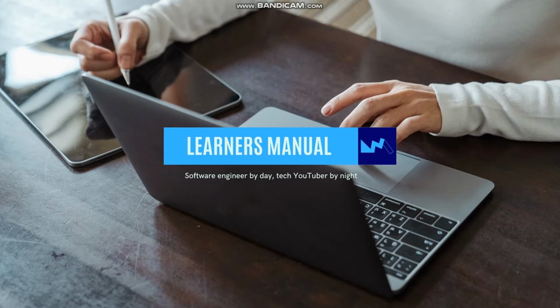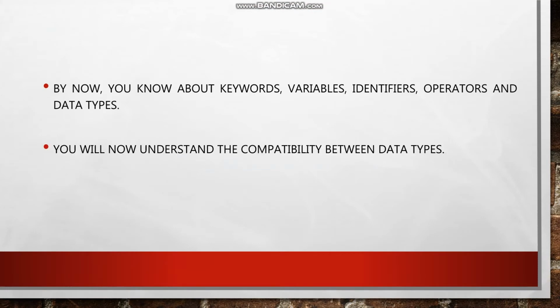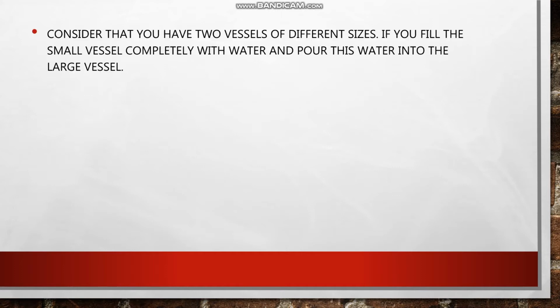And today in our Java tutorial we will be learning about type conversion, or we can also call it typecasting. By now I guess you know what keywords, variables, identifiers, operators and data types are. If not, I will be attaching a link in the description. Just go through those videos and you will come to know what variables, identifiers and so on are. By now you will understand the compatibility between data types.